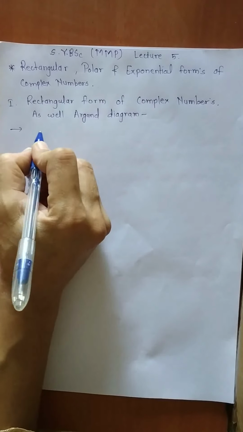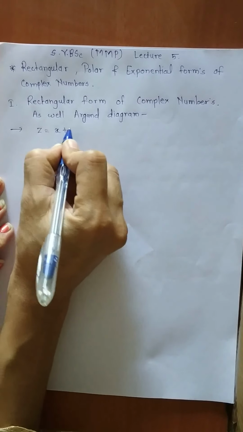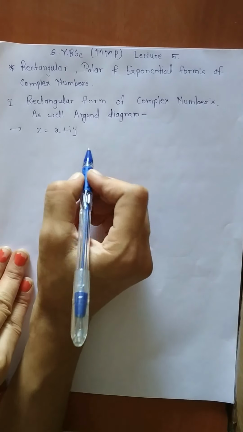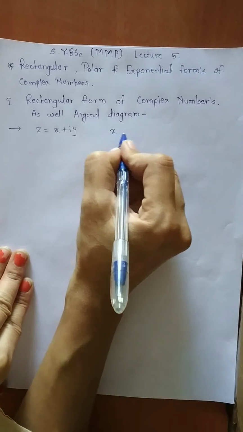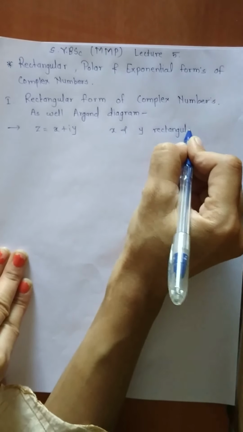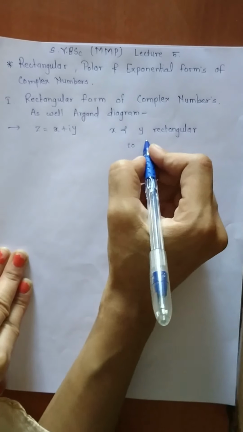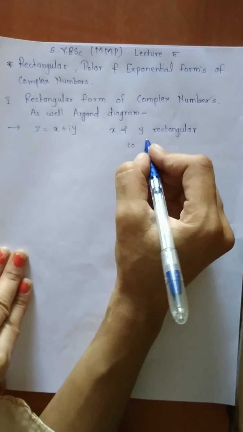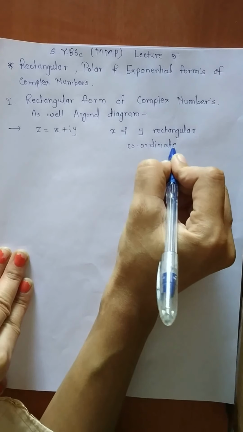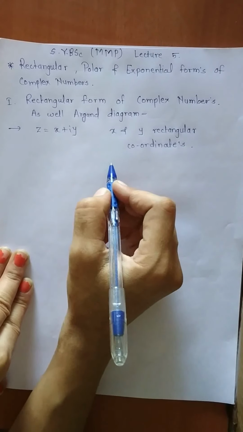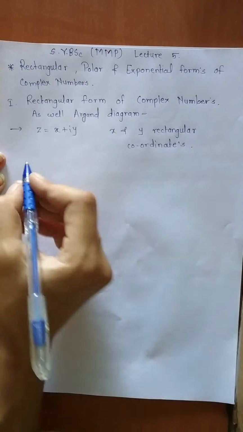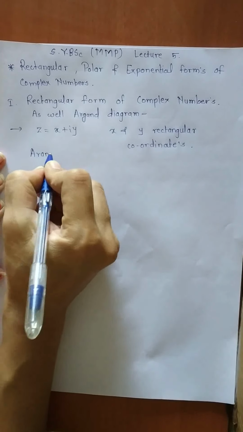When a complex number is in the form z equals x plus iy, in this the x and y are expressed as rectangular coordinates. When x and y are expressed in the form of rectangular coordinates, then it is known as the rectangular form of a complex number, which is shown in the Argand diagram.